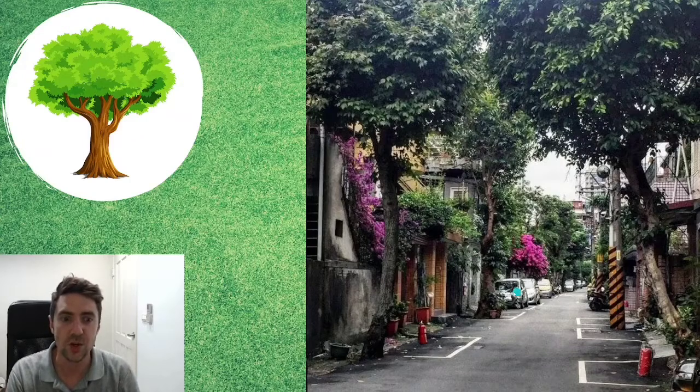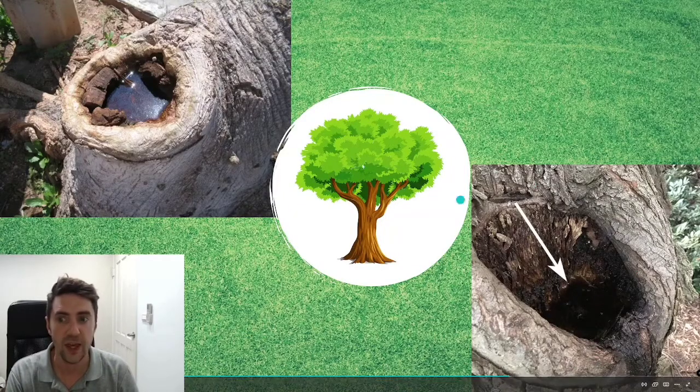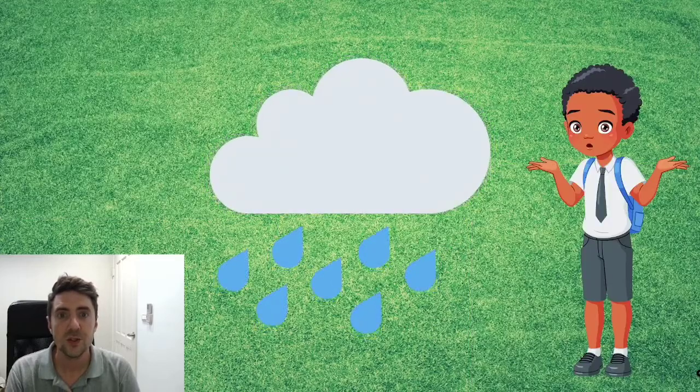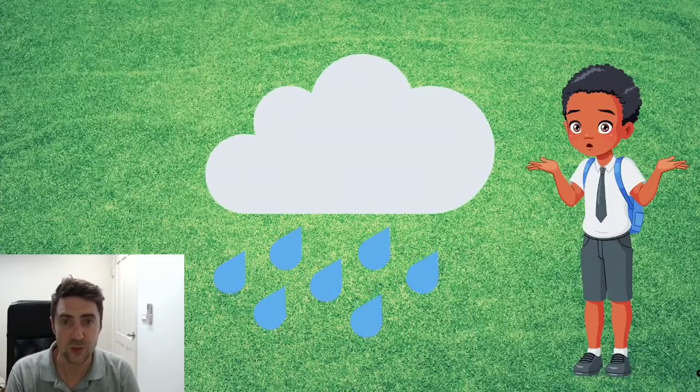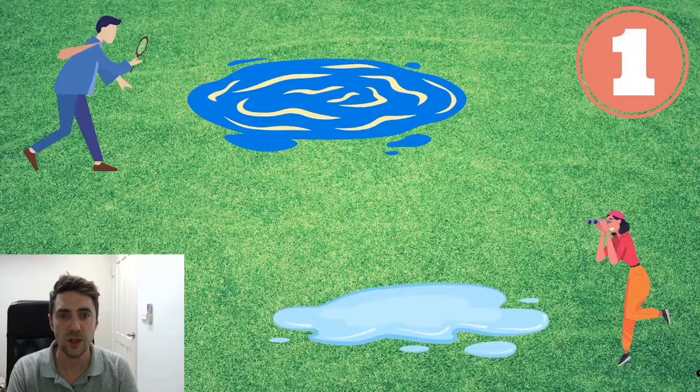Sometimes trees also have places for mosquitoes because trees can have these little holes and there might be some water inside the hole and then the mosquitoes will put their eggs there. So when it rains, we have to be really careful because after it rains, there will be lots of water all over the place and the mosquitoes might lay their eggs in the water. So after it rains, we need to stop the mosquitoes.